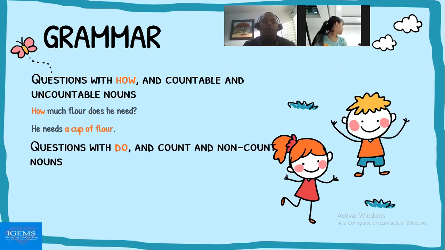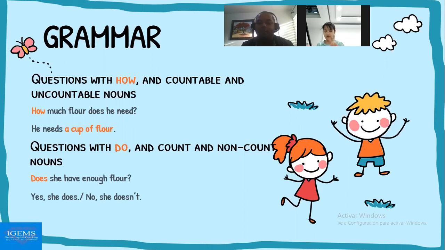Let's continue. So now we are having questions with do, and also adding do to the count and non-count nouns. Does she have enough flour? Yes, she does. And no, she doesn't. That's right. If the answer is affirmative, does. Okay, that's right. If the answer is affirmative.